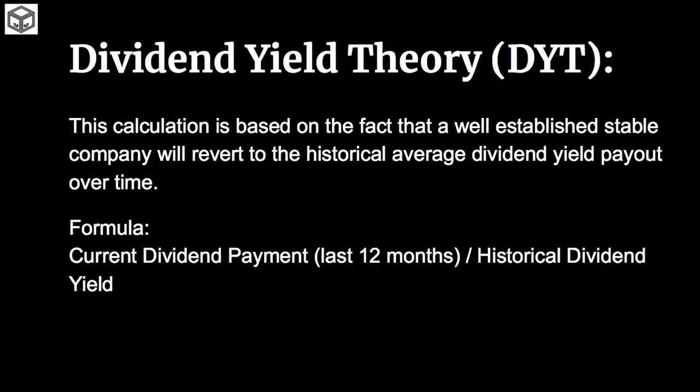Next, we're going to move on to the dividend yield theory. This calculation is based on the fact that a well-established stable company will revert to the historical average dividend yield payout over time. This one is a lot easier. You just take the current dividend payment over the last 12 months and divide it by the historical dividend yield.